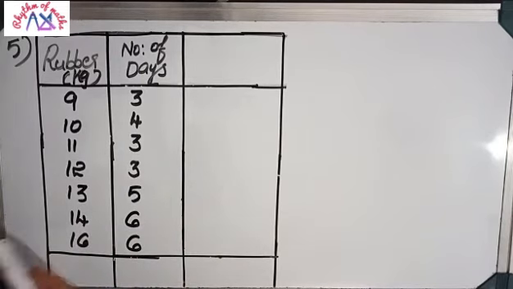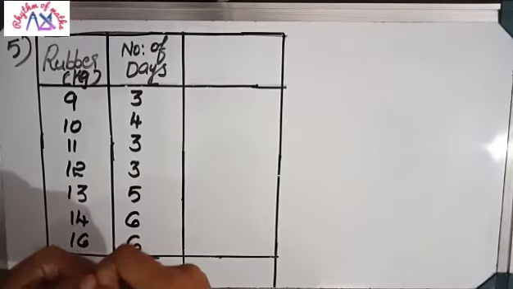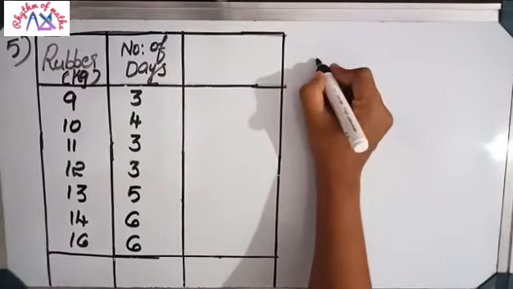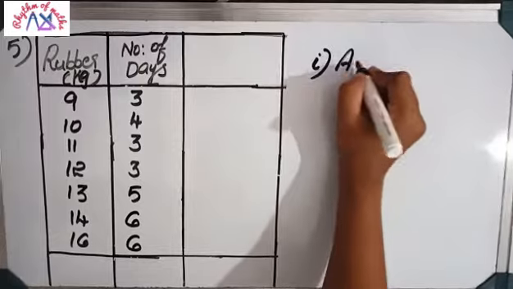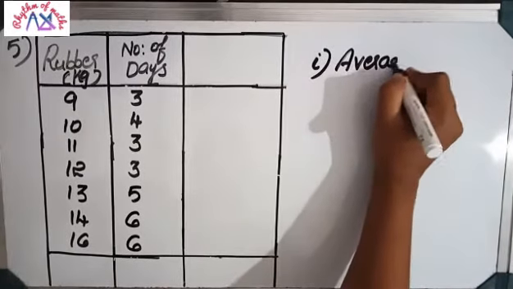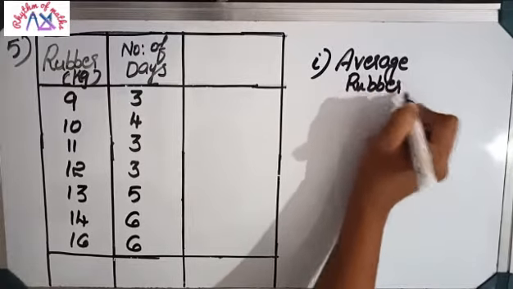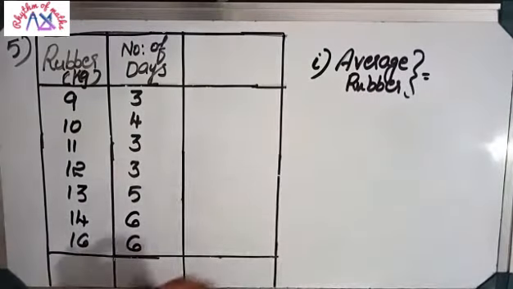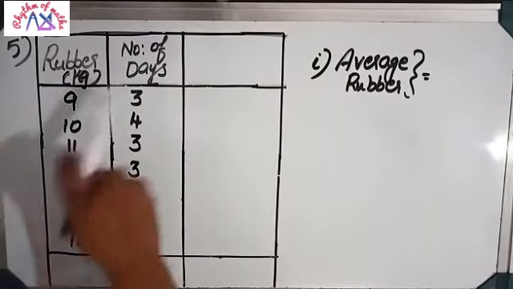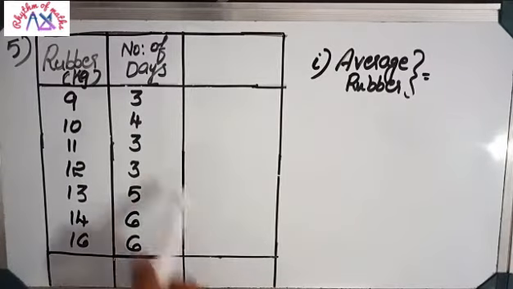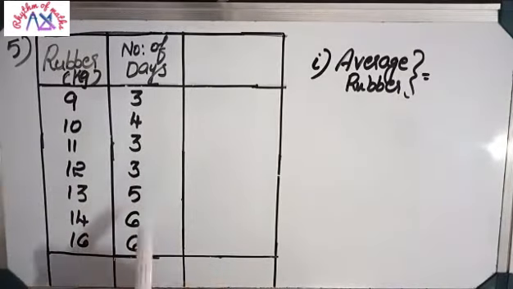We have to find, in the first sub-question, the average rubber in that month. Average kg of rubber we have to find. So what is the method? To find this, we need total kg of rubber and total number of days. Here the total number of days is 30. When you add all these, we will get 30 as the answer.